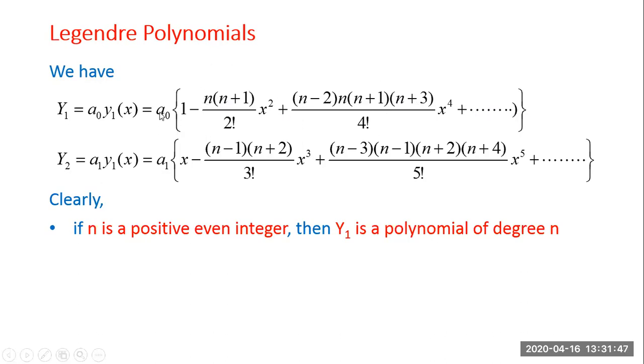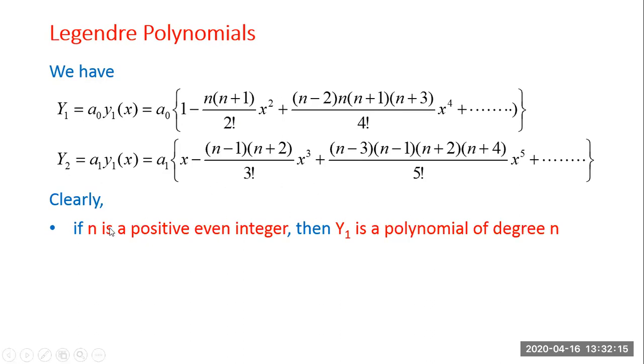So I get only a0 into 1 minus this constant into x square and some constant into x power 4. So this is a polynomial of degree 4. So in general, if n is a positive even integer, then this capital Y1 becomes a polynomial of degree n. For n is equal to 2, it is a polynomial of degree 2. For n is equal to 4, it is a polynomial of degree 4, and so on.